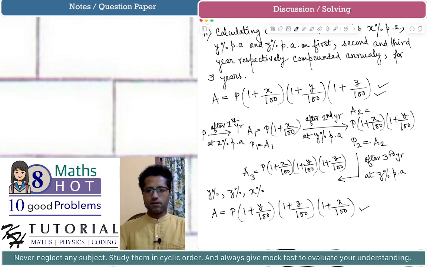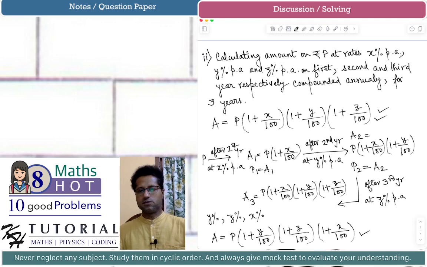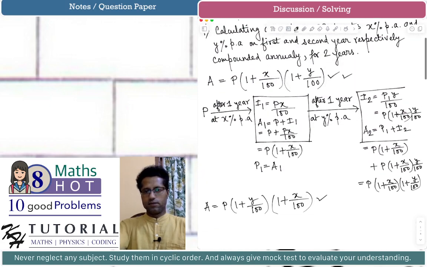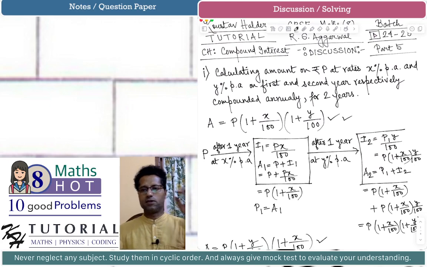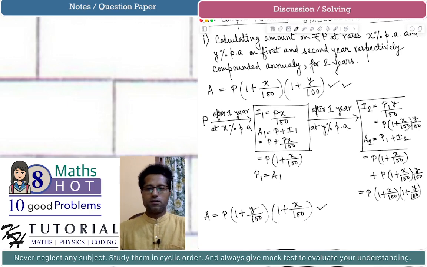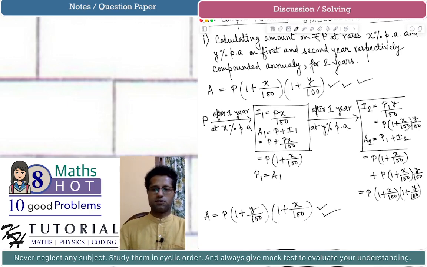So it does not matter if you change the order of the rates. Whatever the rates are for the first year, second year and third year, if you interchange them, the final value of the amount will remain the same. Similarly for case 1, for 2 years, if the rates are x% per annum for the first year and y% per annum in the second year, if you interchange the x% and y%, the final amount in 2 years will be the same, because this expression is the same as this expression.